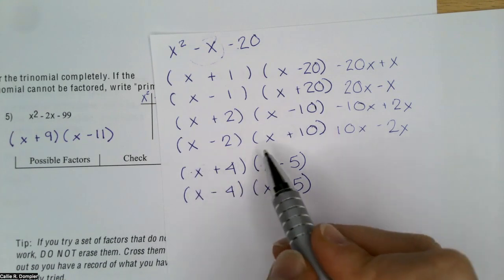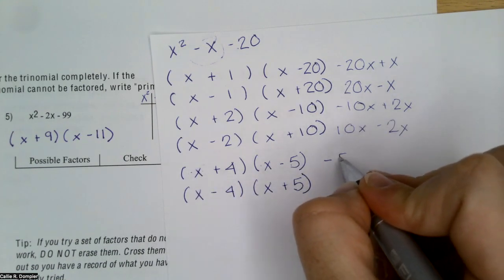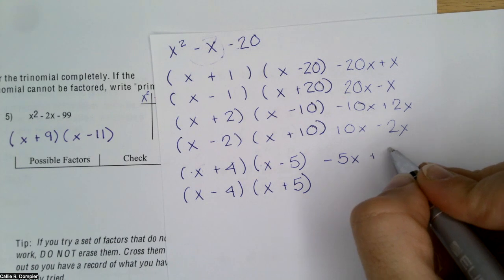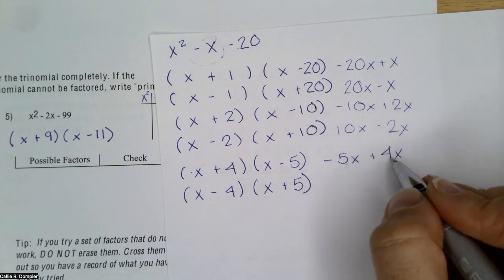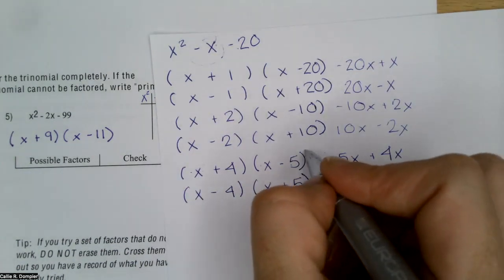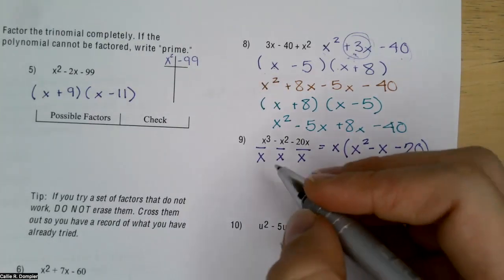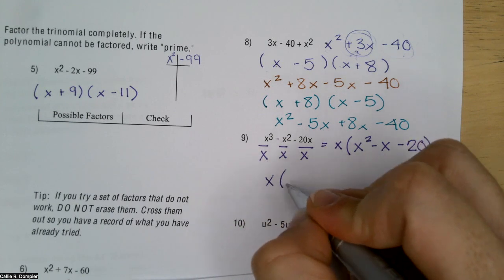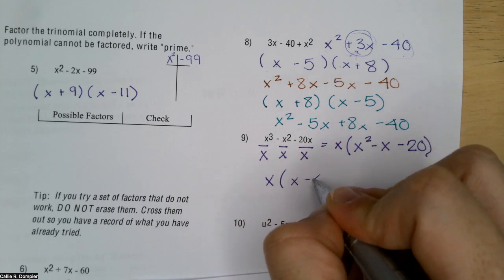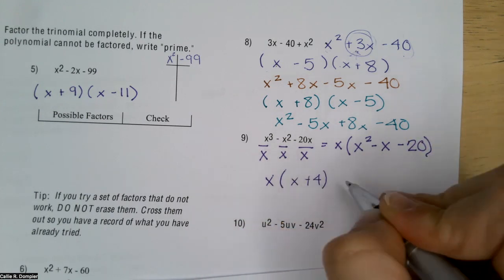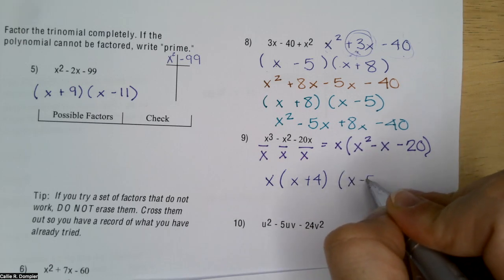First is x squared. Outside is negative 5x. Inside is 4x. Negative 5 plus 4 is negative x. So this is the correct pair. So it would be x times x minus, excuse me, plus 4, x minus 5.